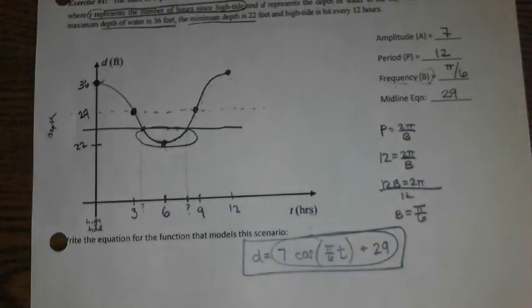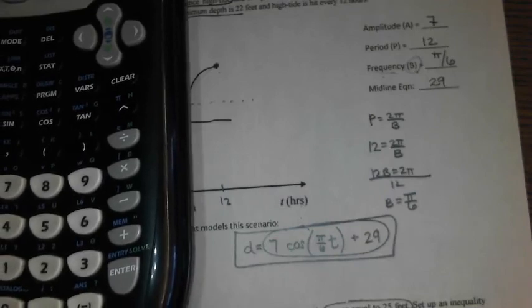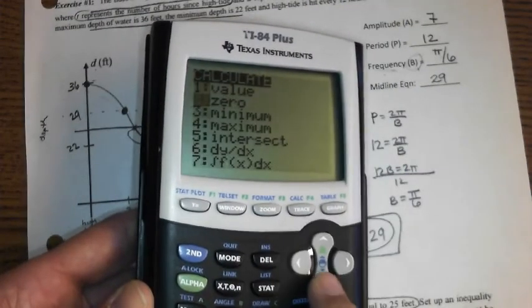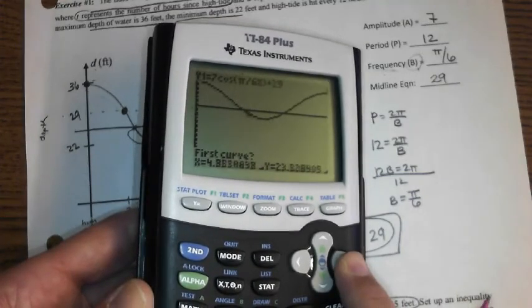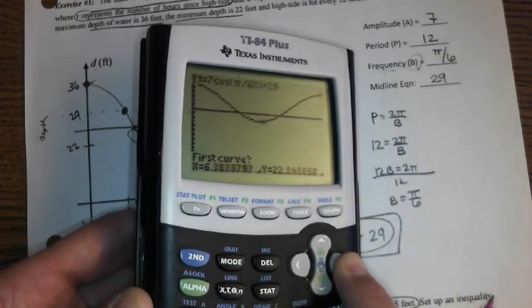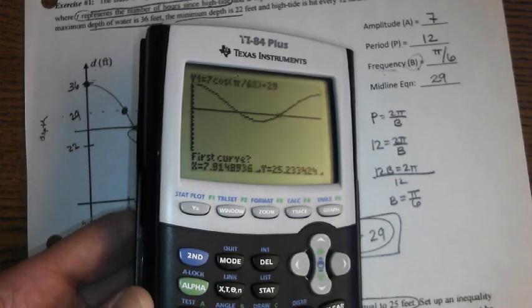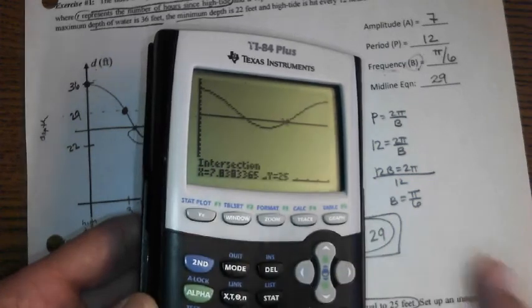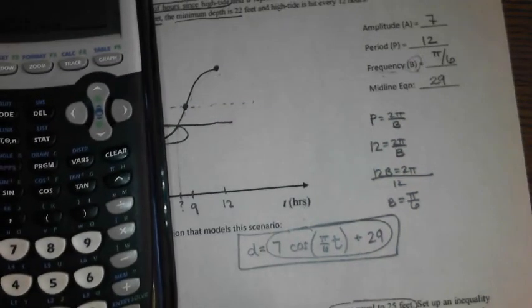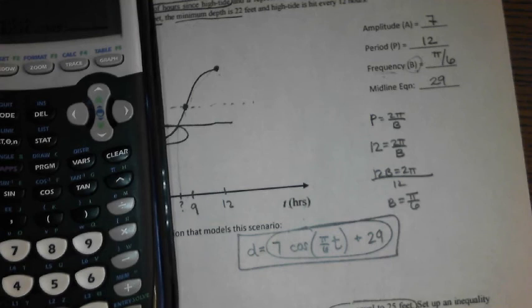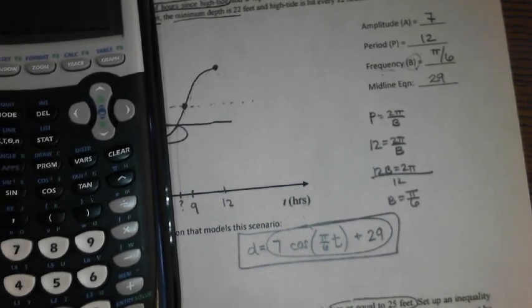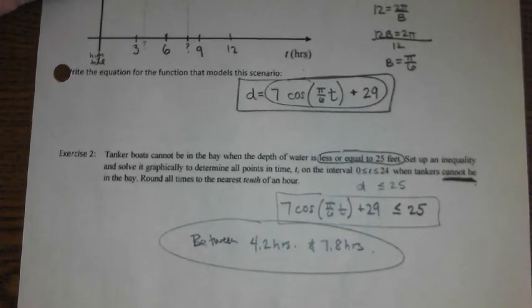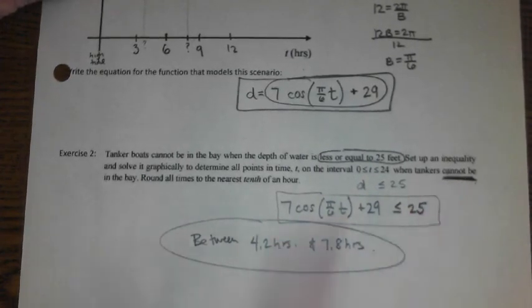Does it say to the nearest tenth? Okay, so 4.2. All the way until over here, so second trace and find the other intersection point. Tanker can't be in, tanker can't be in, tanker can't be in. And then over here, enter, enter, enter. That's at 7.8 hours. Between 4.2 hours and 7.8 hours, the tanker boats cannot be in the bay.